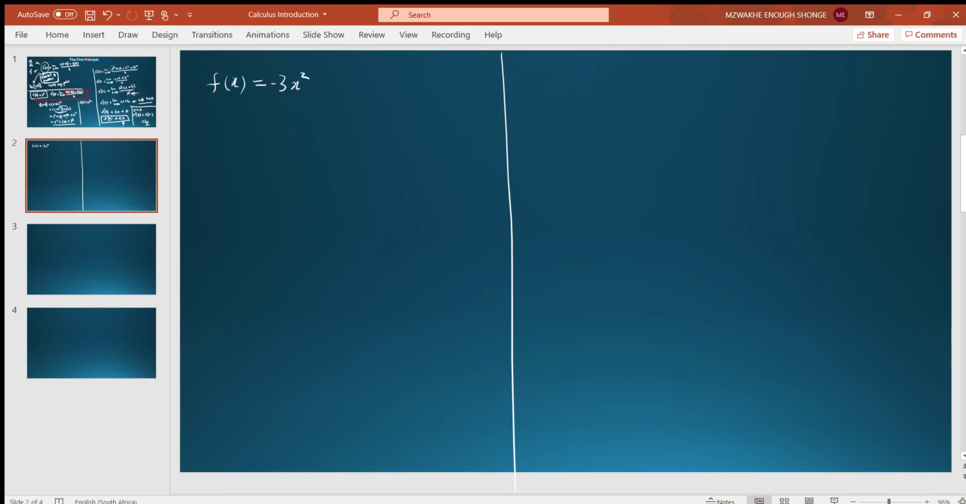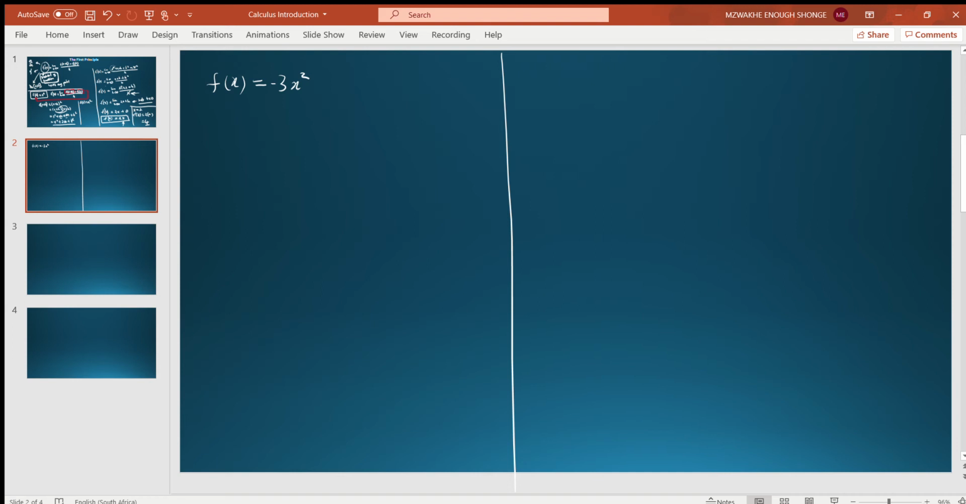Now in this video we're going to be finding the gradient of the function using the first principle, or finding the derivative using the first principle. The function we're given is f of x equals minus 3x squared.